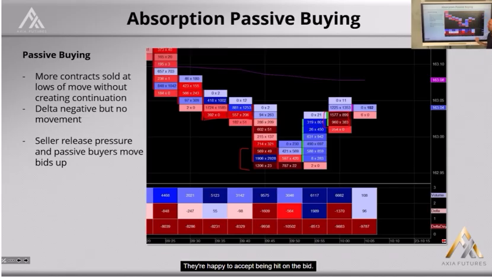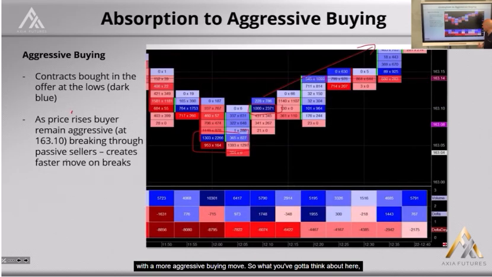So that's what a passive buying move looks like. They're happy to accept being hit on the bid, and then when the market moves higher again, because there are no more sellers, those passive buyers are still willing to sit and get hit on a bid just at slightly higher prices. Now this contrasts with a more aggressive buying move.